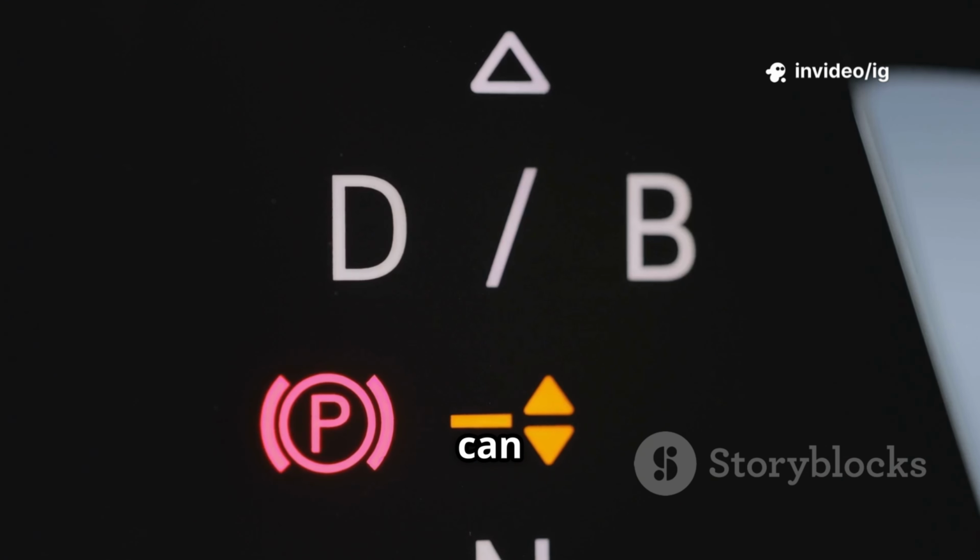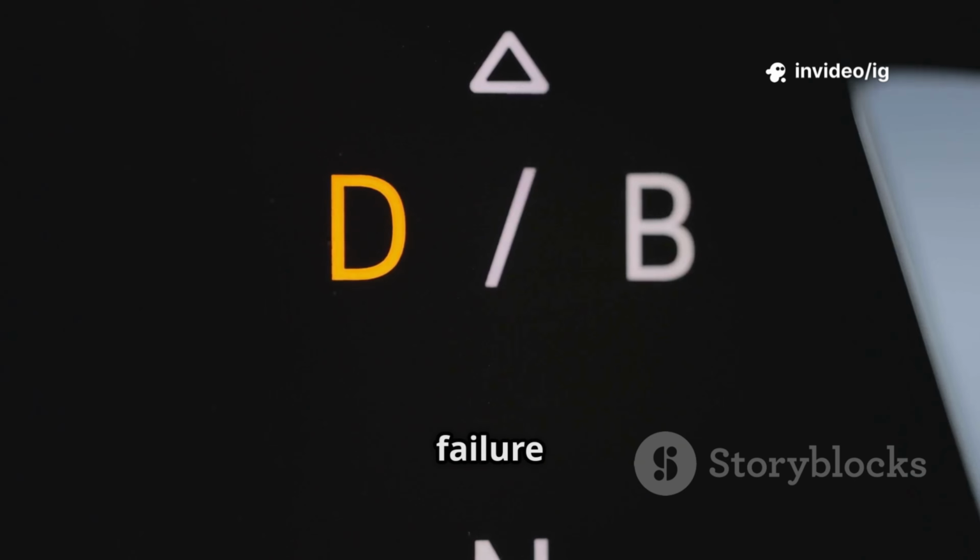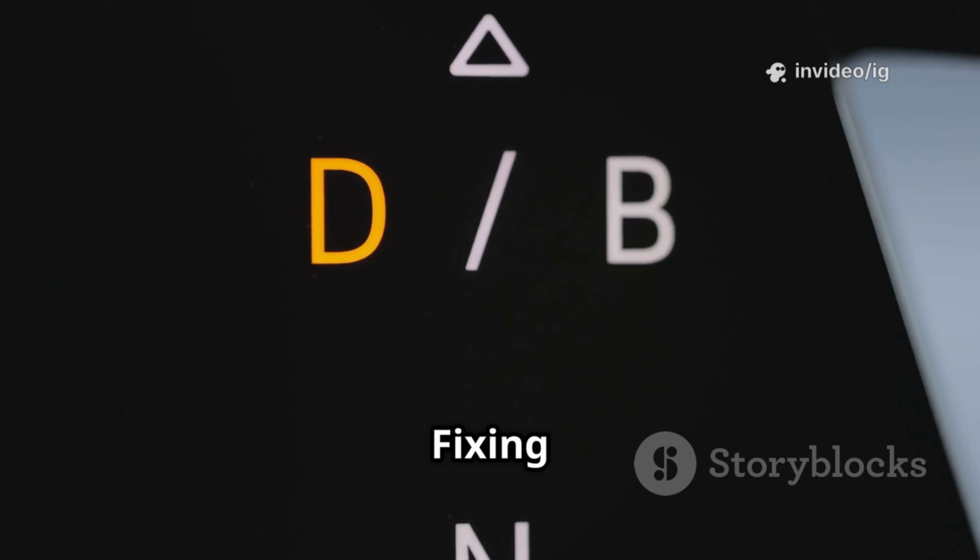Ignoring P0730 can lead to serious transmission failure and costly repairs. Fixing this issue early ensures a smoother and safer drive.